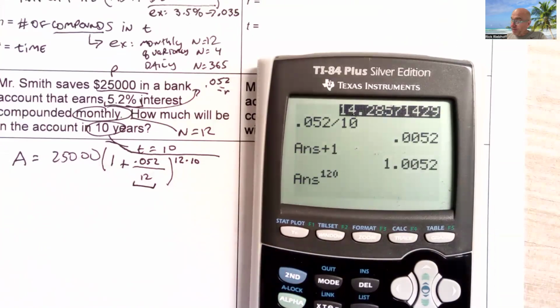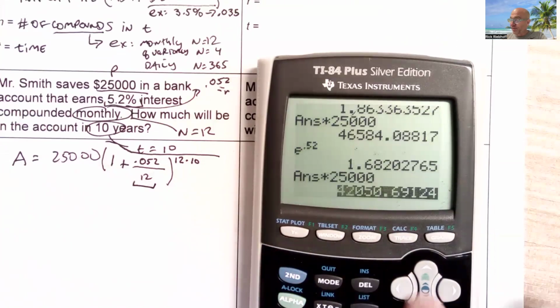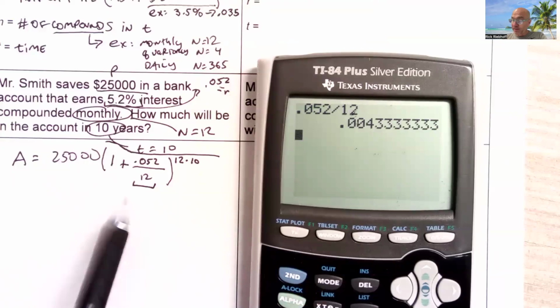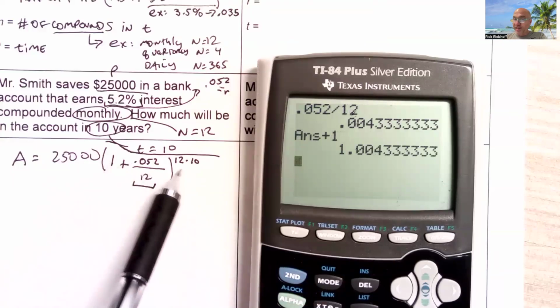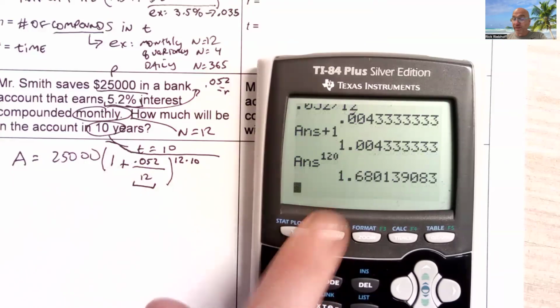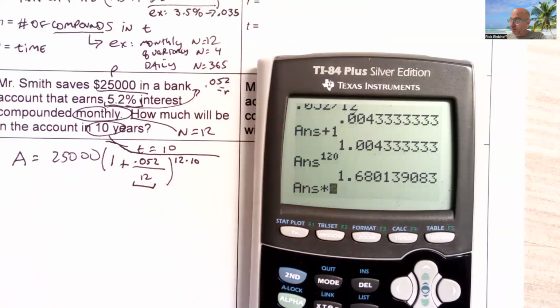Clear, clear. I don't know what's happening. Oh my gosh, there's just too much stuff in there. All right, forget it. What is happening? Okay. 0.052 divided by 12 equals. There we go. Okay, so that's that. I'm going to add it to 1. I'm going to take that to the 120th power. There we go. This is what I'm going to multiply by 25,000.